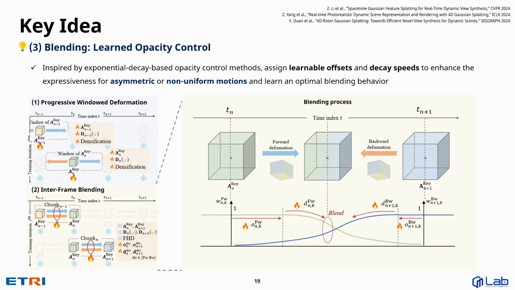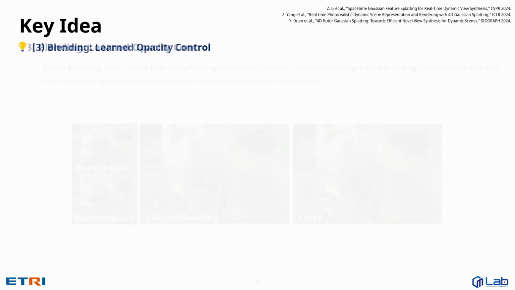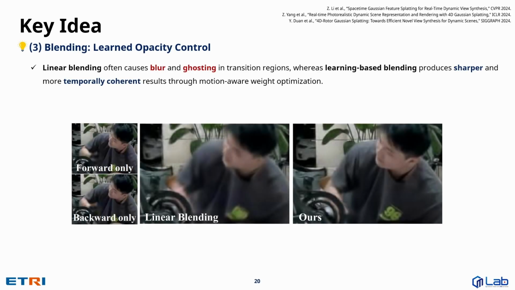The next slide shows why this learned opacity control is necessary. A simple linear blending often produces blur and ghosting in the transition region. In contrast, our learning-based blending generates sharper and more temporally coherent results.